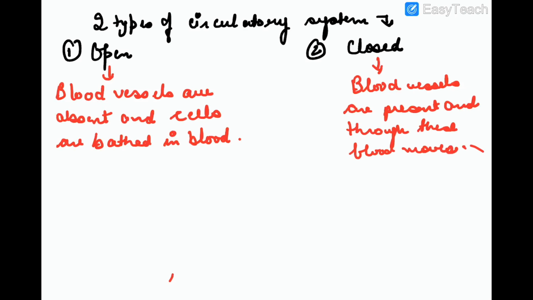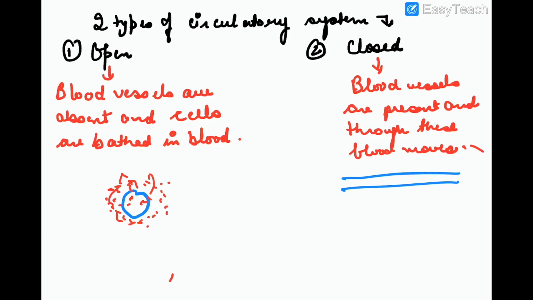What do you mean by cells are bathed in blood? It means if this is a cell, it would be surrounded by blood altogether, because blood vessels are absent. But in closed circulatory system, the blood would be passing through the blood vessels.